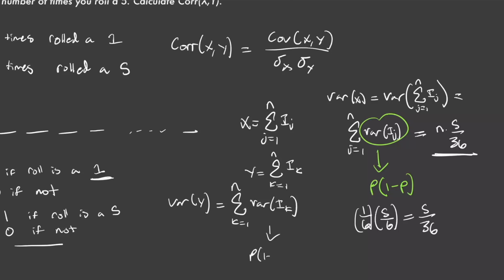So p times 1 minus p is just going to be this number here again. So the variance of each of my indicators in this case is also going to be 5 on 36, and I'm summing them up n times. So the variance of y is just going to be the same as the variance of x. It's going to be n times 5 divided by 36 as well.